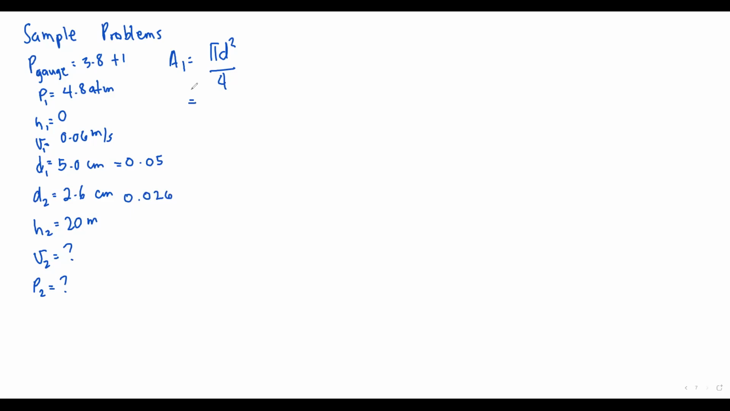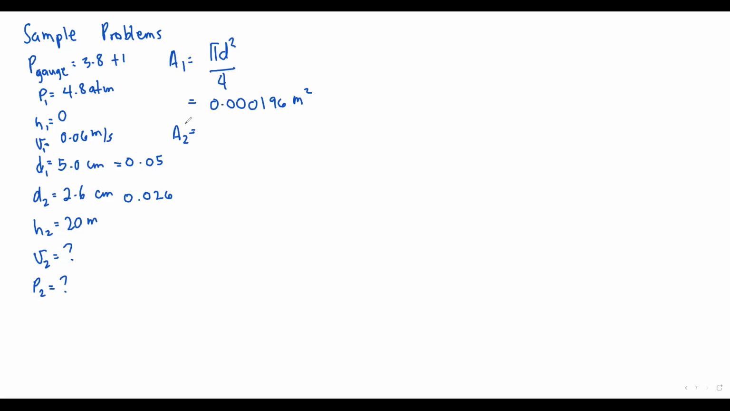Okay, so ito magiging 0.05 squared divided by 4 pi. So magiging equal to 0.001963495. Let's say ganyan. Okay? With a meter squared. Yan ang A1 natin. Next, A2 is equal to, solve natin yung A2.